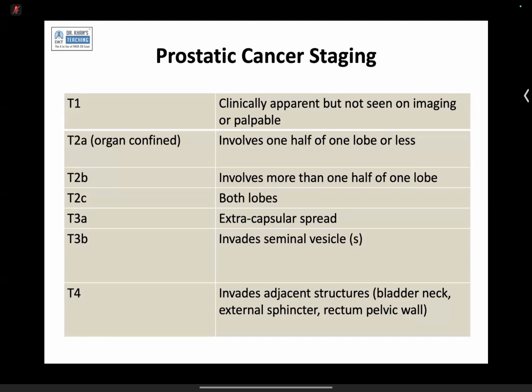I'll come back to this point. So prostatic cancer staging, this is where the exam will be about T3A and B. T3A means extracapsular spread, and B means when it has invaded the seminal vesicle. If it invades the adjacent structures like bladder neck, external sphincter, rectum, pelvic wall, then it becomes a T4.